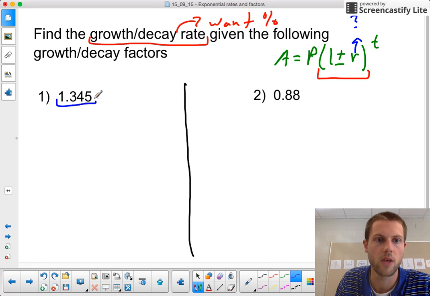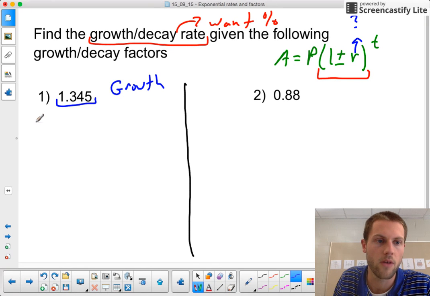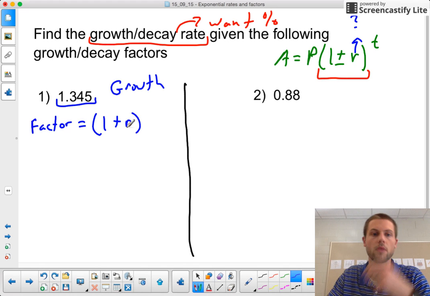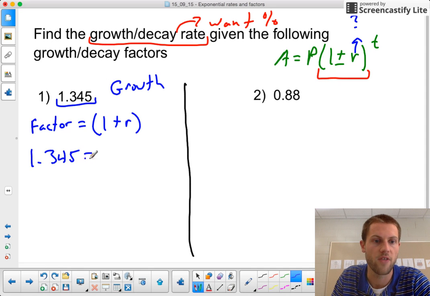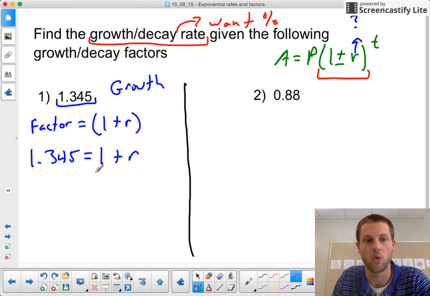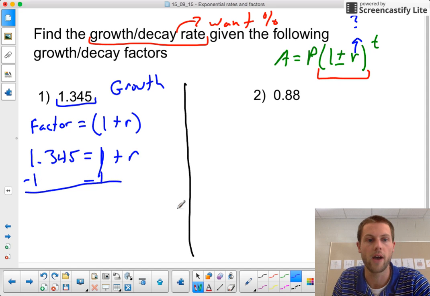So first off, let's take a look at the first one. We know that this is going to be a growth because this is bigger than 1. So growth is the first thing we want to identify. If we're dealing with a growth, that means that our growth factor is going to equal 1 plus our rate. So we know what our whole factor is, though. We know that it's equal to 1.345. And if that's equal to 1 plus our rate, then all we're doing is we're subtracting 1 from both sides of these equations to find out what our R is. It's just a simple algebra problem here.